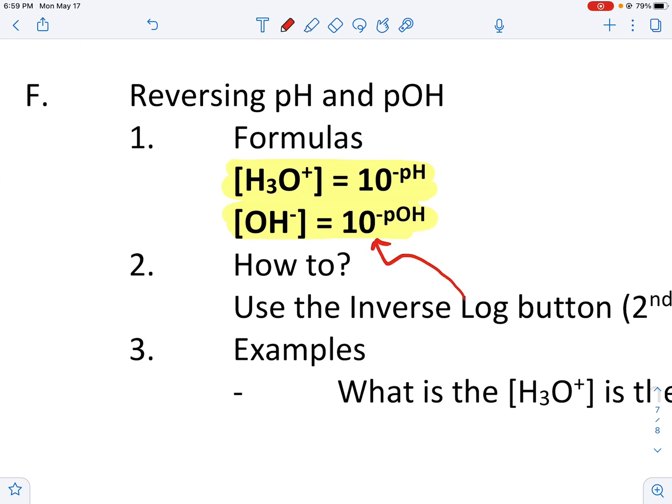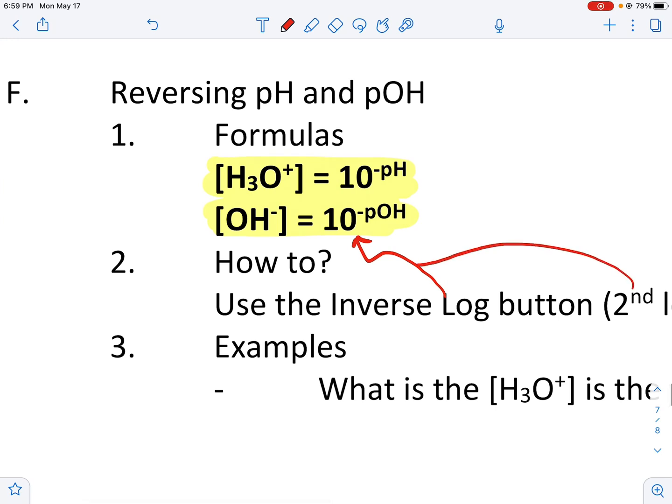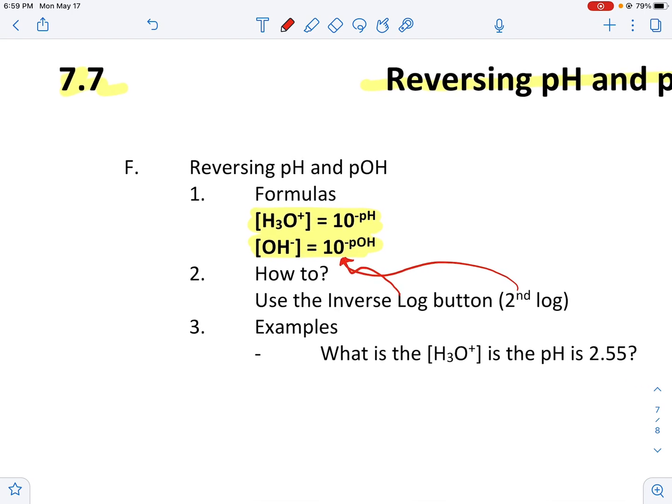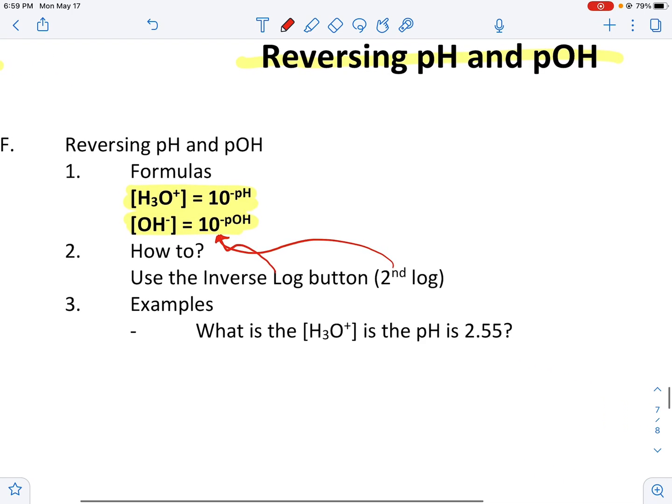You're either going to use the inverse log button or it could be second log, depending on how your calculator looks at it. But it should be very simple and very straightforward. All right, so let's jump in and see if we can't work a couple of these examples and then we'll get to our homework.